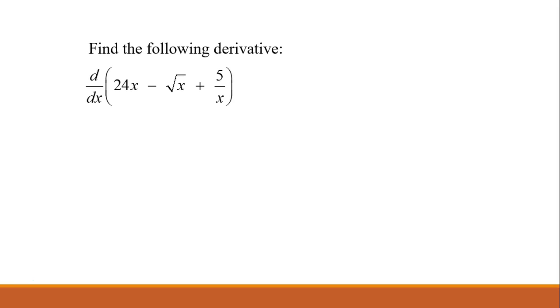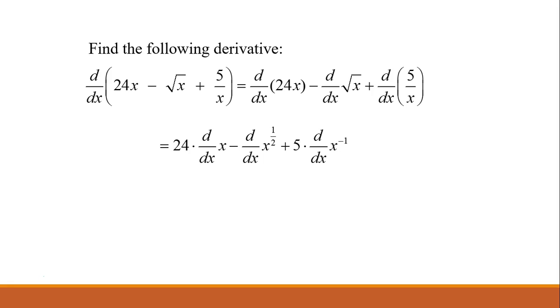This one has three terms, so to find the derivative, we'll take the derivative of each term separately and then put them back together with subtraction and addition. The derivative of 24x is just going to be 24. In order to take the derivative of the square root of x, we'll have to think of it as x to the 1/2. And in order to take the derivative of 5 over x, we'll have to think of it as 5 times x to the negative first. So we'll use the rules that we've already seen to take the derivatives of those separate terms.